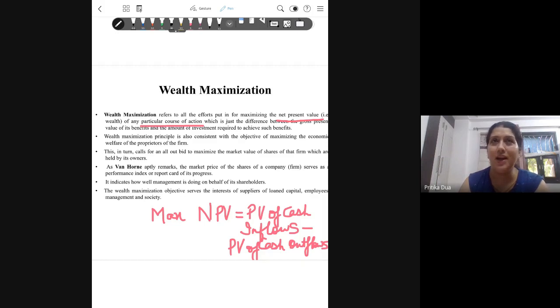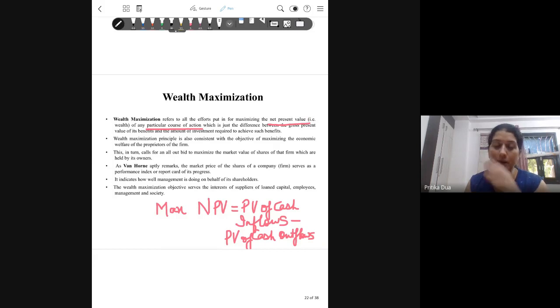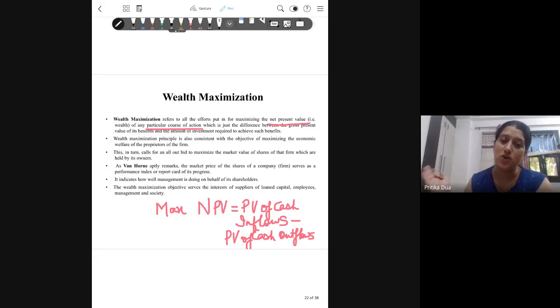If the NPV of any action taken by the firm is positive, it is adding to the wealth of the firm. Now, NPV itself is a very important concept in this paper. We'll be covering it practically in quite a detail. What present value means and how it is calculated, we'll be doing further in this unit itself. We'll start with the calculation of present value. For the time being, what you need to understand is that if the present value of cash inflows is greater than the present value of cash outflows, you will get a positive value for NPV.